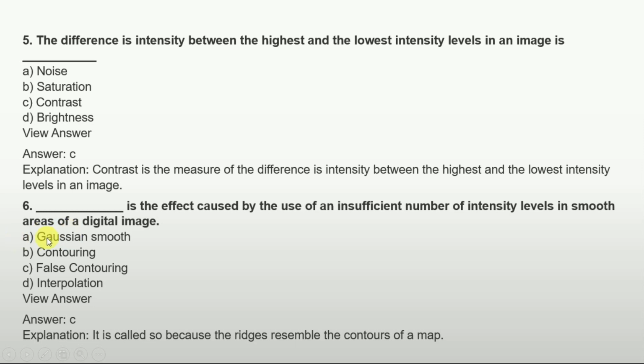Option A is Gaussian smooth, option B is contouring, option C is false contouring, and option D is interpolation. So the answer is option C, that is false contouring. It is called so because the ridges resemble the contours of a map.